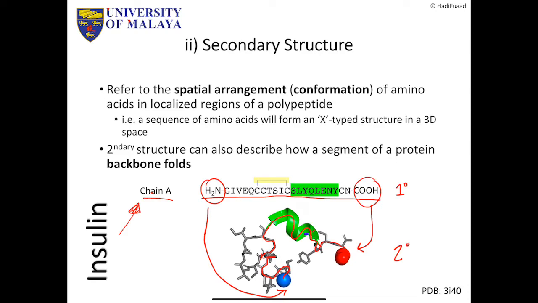Okay? And this way is not really random, because you do have a lot of interaction, a lot of attraction and repulsion, a few factors that play a role on how or why the structure folds one way. Okay? And the insulin structure can be downloaded from the Protein Data Bank, and that's the code 3I40.